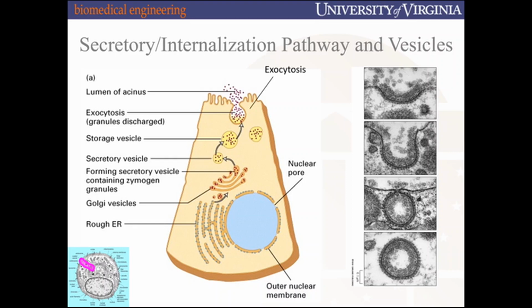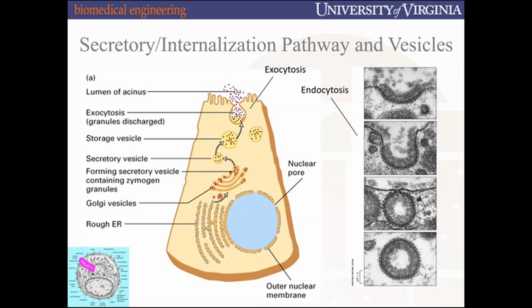This vesicle fusion is called exocytosis. In addition to protein trafficking out of the cell by exocytosis, there is a reciprocal process called endocytosis that internalizes material from the extracellular environment. This is illustrated in the electron microscopy images on the right. One more thing that I'd like to note on this slide is that the rough ER is contiguous with the nuclear envelope. They share the same membrane.